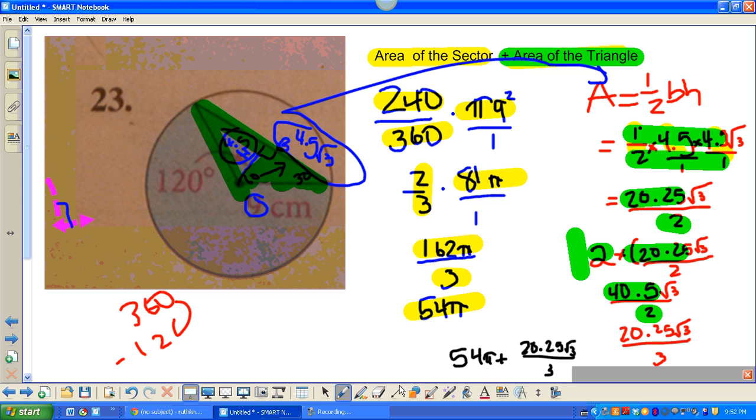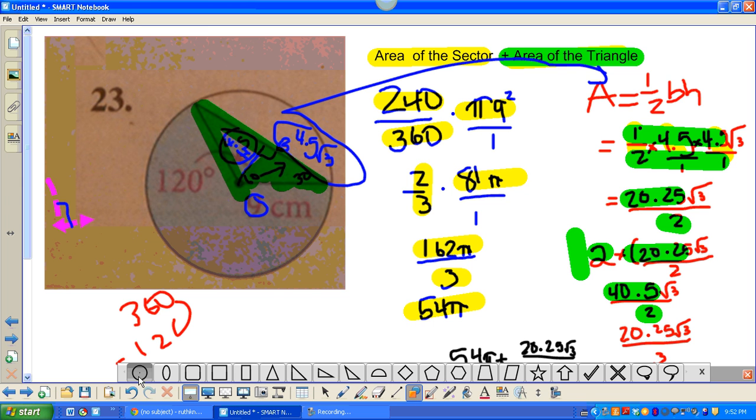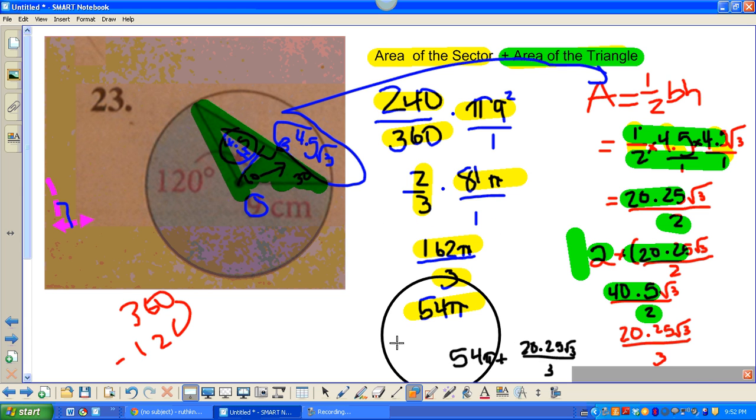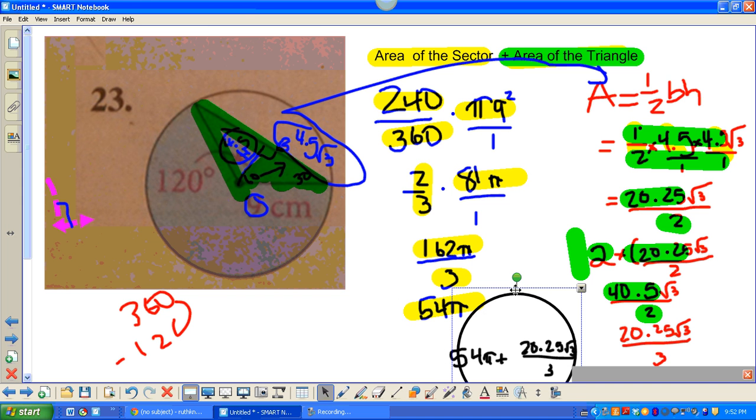So I know this looks like a heaping mess and it's awkward, but my final answer here is, come on. This is so much easier on a smartboard, sister. Okay, so this is my final answer right here. My final answer is 54 pi plus 20.25 root 3 over 3.